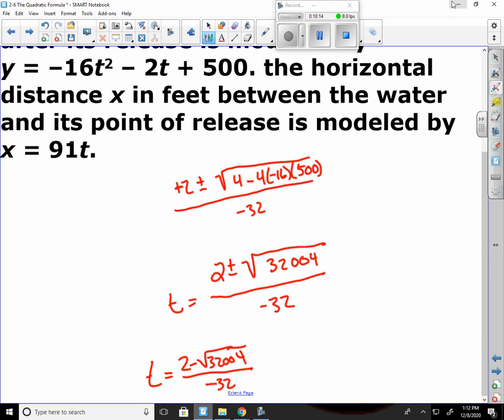I literally have 40 calculators in my room and none of them work. So I'll just bring the calculator up here.